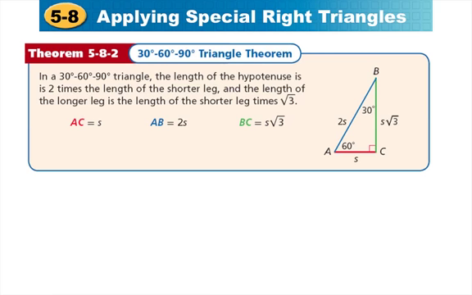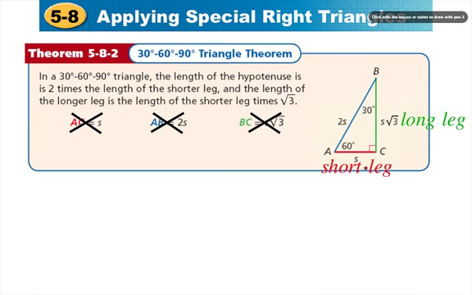The 30-60-90 triangle theorem. And again, I want you to ignore this. Quick review. You know that this is the hypotenuse. This and this are the short leg and long leg, and you know this just by looking at the opposite angle to them.